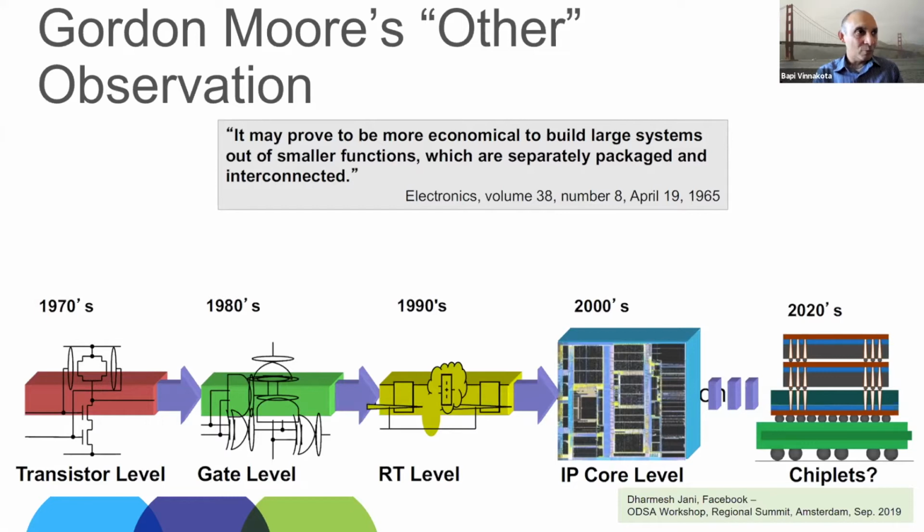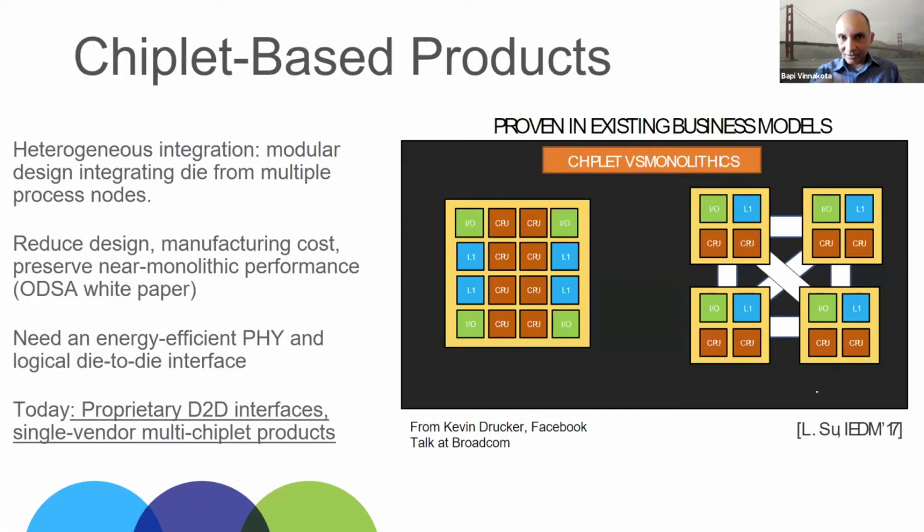The idea is that Gordon Moore made two observations. One is the famous Moore's law, and the other observation is basically, hey, maybe you start building things as a collection of die instead of a single monolithic die. And that basic observation has gained more traction in the recent past, right? So you put all of these trends together, and you're beginning to look at the idea of products based on chiplets.